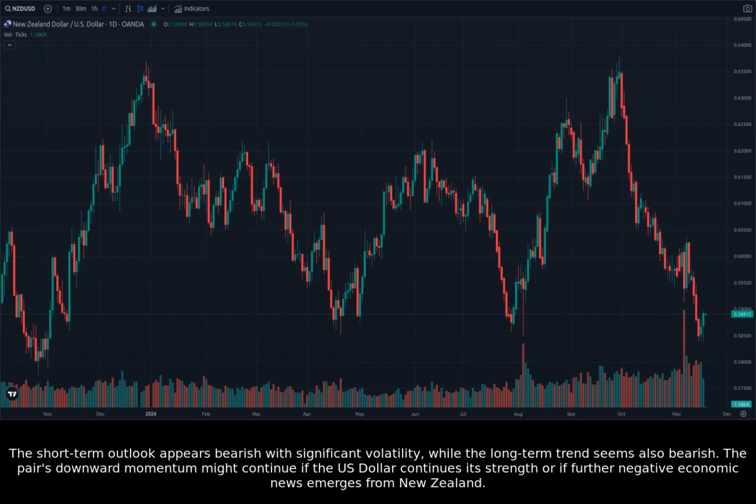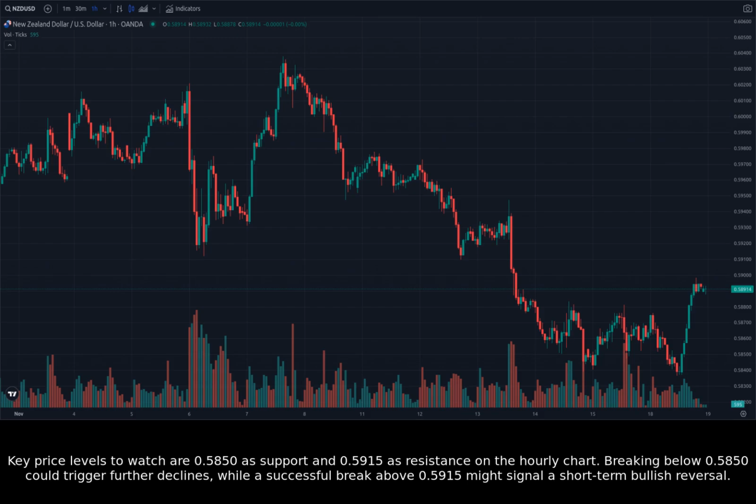from New Zealand. Key price levels to watch are 0.5850 as support and 0.5915 as resistance on the hourly chart. Breaking below 0.5850 could trigger further declines, while a successful break above 0.5915 might signal a short-term bullish reversal.